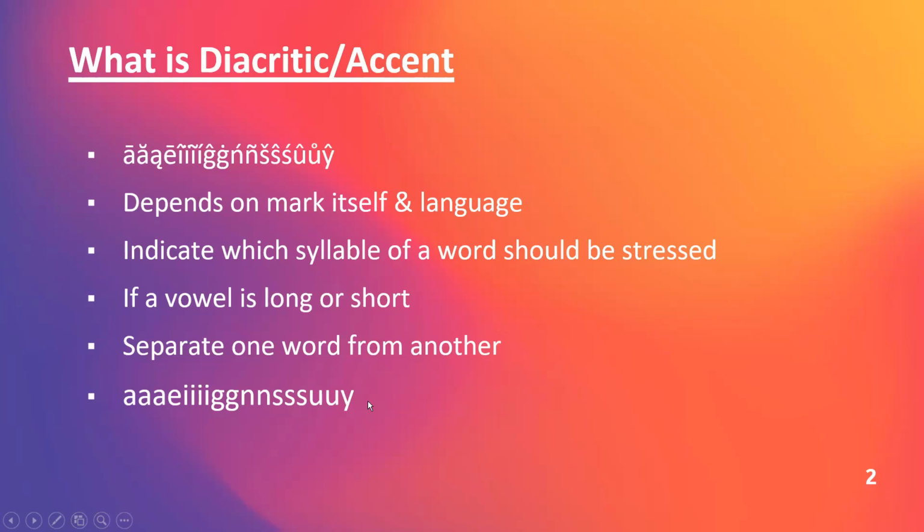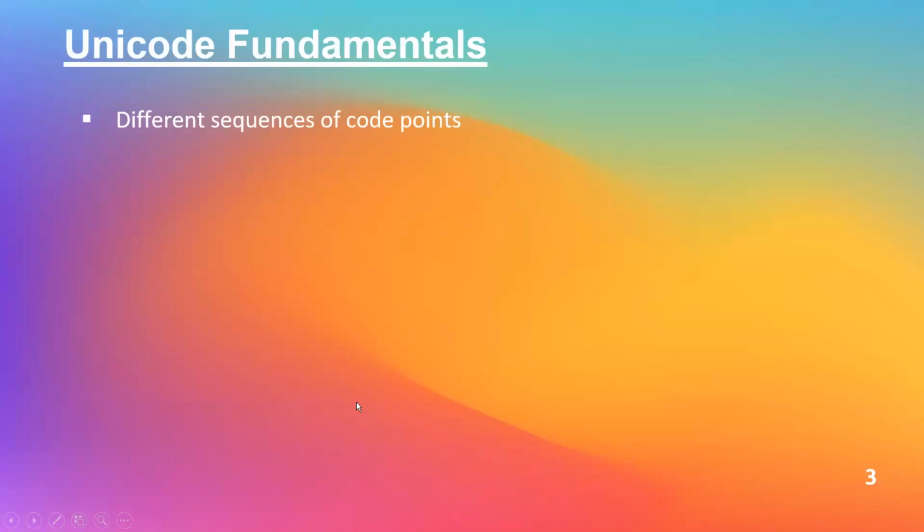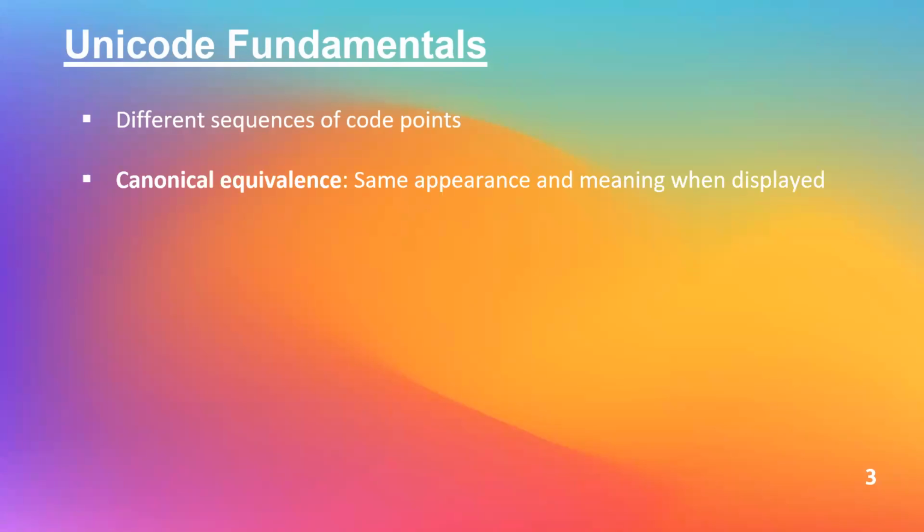Now let us see how to actually get rid of these diacritics from a given string. Before directly jumping into the code, let us first understand some basics of Unicode. Unicode uses different sequences of code points to represent these diacritics, and it uses two forms to deal with these code points. One of them is canonical equivalence, where the diacritic marks appear the same and the meaning is also the same when displayed.